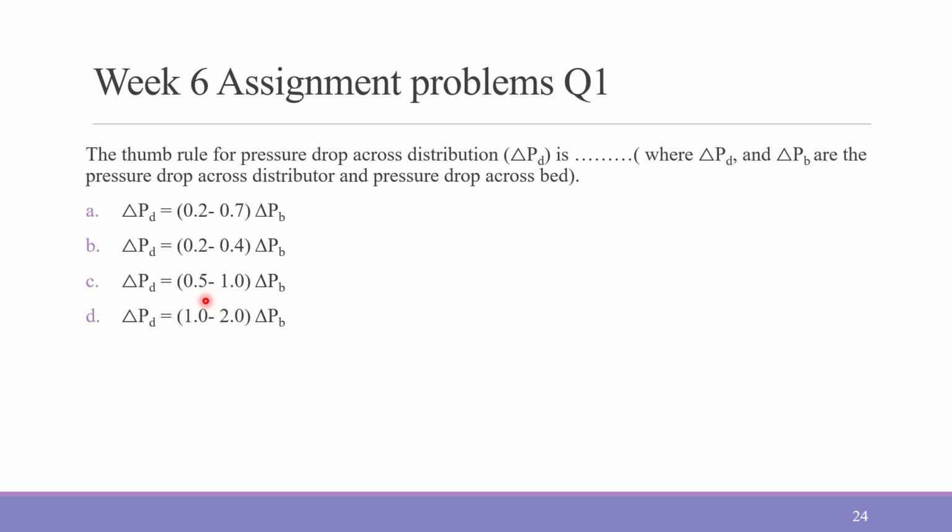Delta PD, the pressure drop across the distributor, is equal to 0.2 to 0.4 times delta PB. Here delta PB means pressure drop across the bed and delta PD means pressure drop across the distributor. So option B is the right answer. Now let us go to question 2.